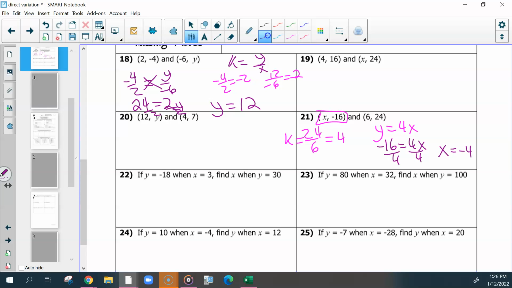So I showed you both of these because you can choose. If you like the proportion way better, use that. If you like the method where you solve for k, find the equation, and then solve for the variable, do it that way. It's really your preference. Anyone have questions on either of those methods before we continue? I think it's okay, thank you.